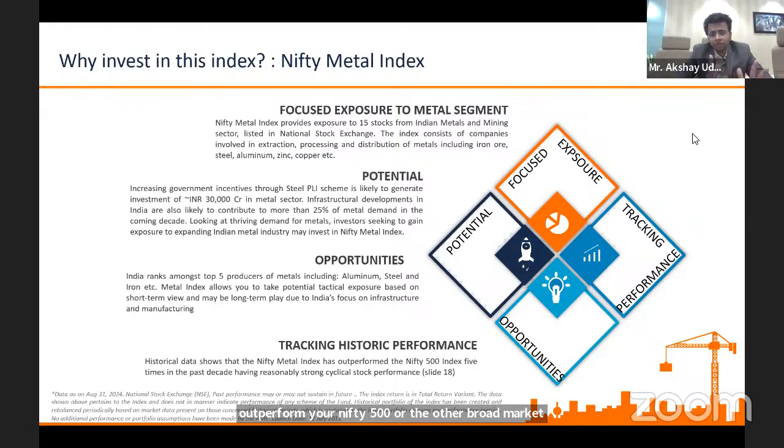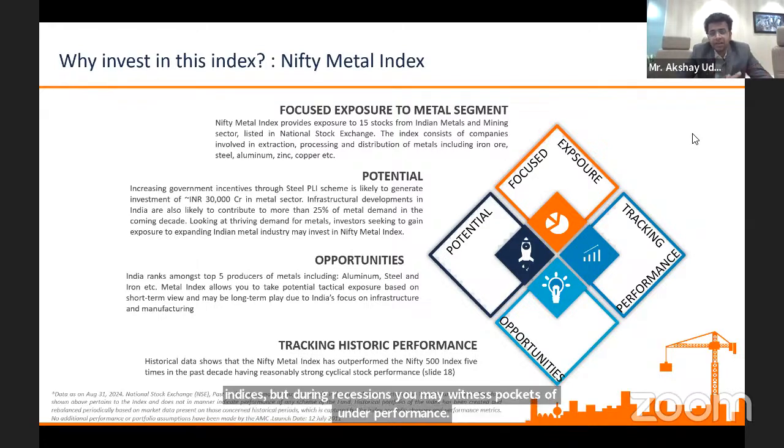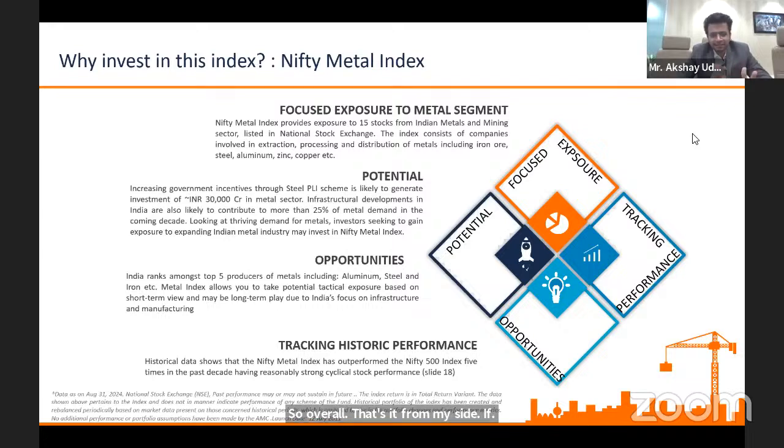So overall, that's it from my side. If you are keen on taking a tactical as well as long term play on this sector, this product would definitely add value to your portfolio.